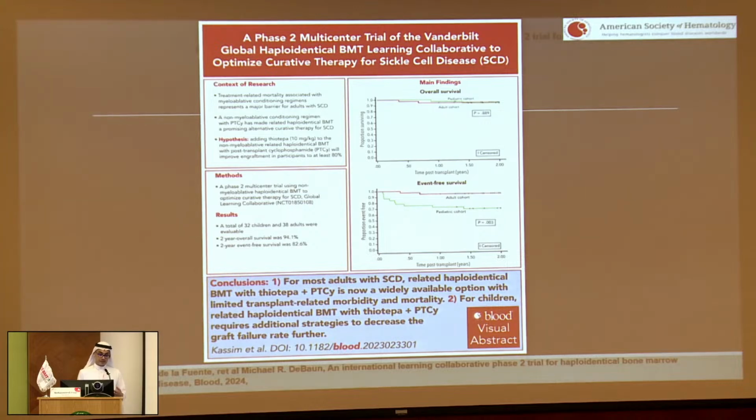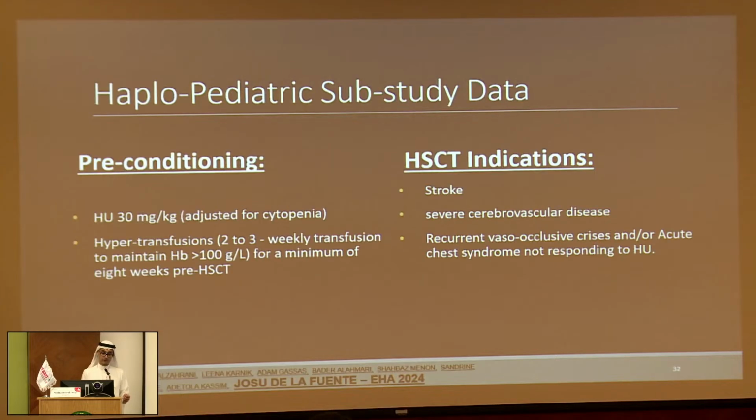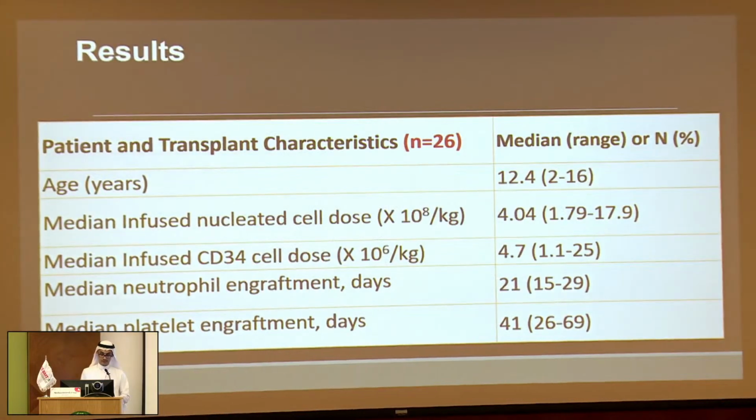So after this publication and looking at the data, we tried to segregate another subgroup. We had the pediatric group in the National Guard, St. Mary in London, and the Vanderbilt group collect the data looking at hydroxyurea and hypertransfusion for those indications for haplotransplant, like stroke, severe cerebrovascular disease, and severe vaso-occlusive crisis.